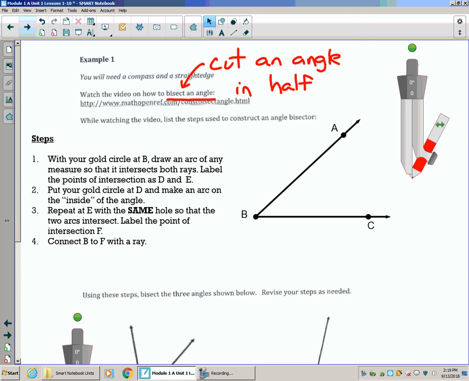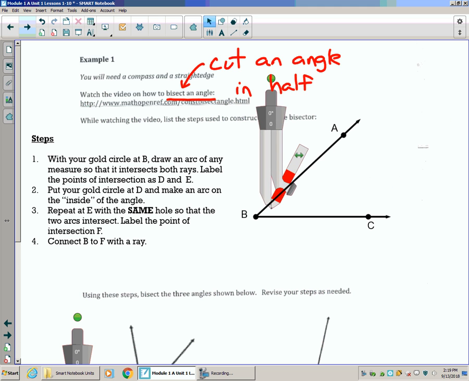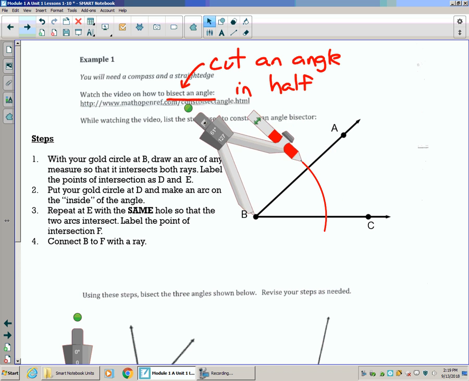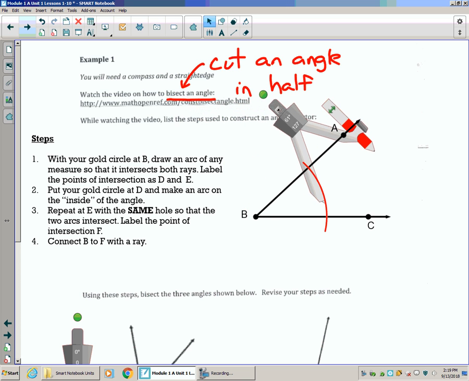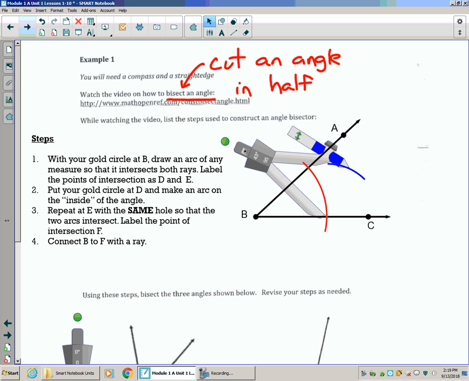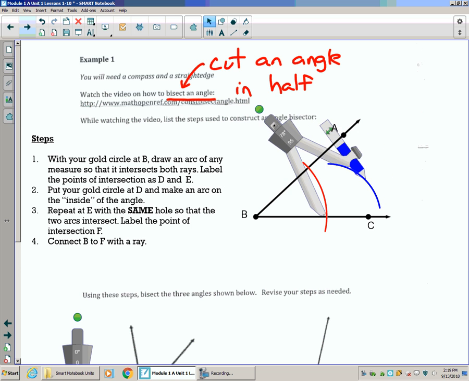The first step for creating an angle bisector, we put our compass point on the vertex, and we make any arc we want through the interior of the angle, hitting both sides. My second step, I'm going to move to one of those two intersection points, not to point C, but where the red arc hits the angle, and I'm going to make any arc I want inside the angle, kind of almost going from side to side. Doesn't have to hit the angle this time.